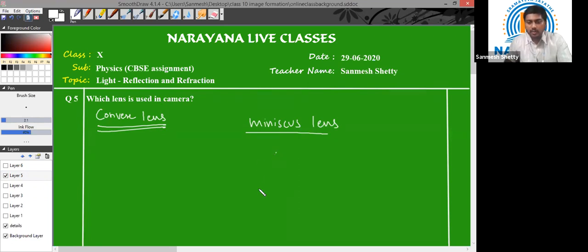Basically, one of the surfaces of this lens is convex like this, whereas the other surface is concave. So in many of the cameras, the meniscus lens is also used. But if you notice, this meniscus lens is also thicker at the center as compared to the edges, just like our convex lens. So our meniscus lens also works like a convex lens.